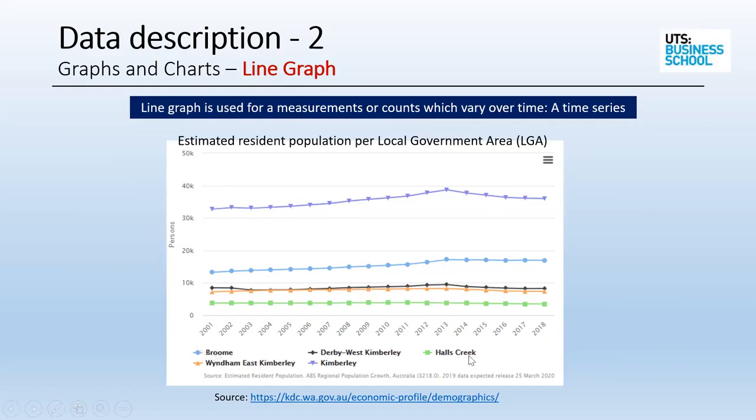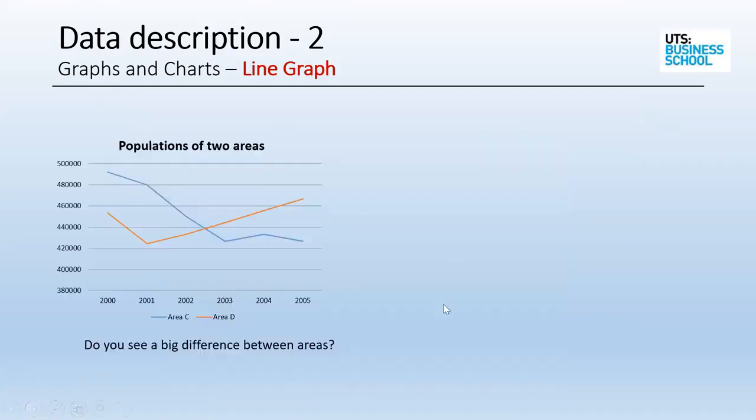So you have Broome, Kimberley, Halls Creek, etc. Can you think of one industry where line graphs can be really useful to track changes over time? Another industry where you can use it is the finance industry, to see the number of subscribers for credit cards or stock price movements, etc. But stock price movements have very high volatility, so they are for the experts to interpret. But yes, you do use line graphs there as well.